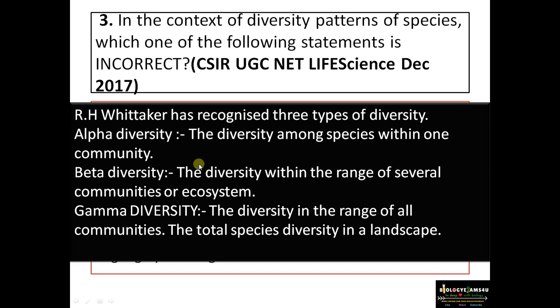Let's take an example. In a grassland, the diversity of species in a pond can be called alpha diversity. Then near the pond there is a marshy area. Comparing the pond diversity and the marshy area diversity can be called beta diversity. There are many such small microhabitats, communities or ecosystems in a large region. The diversity of an entire region or grassland can be called gamma diversity. Hope you got the point. This is one community, this is between communities, and this is among various communities in a geographical region.